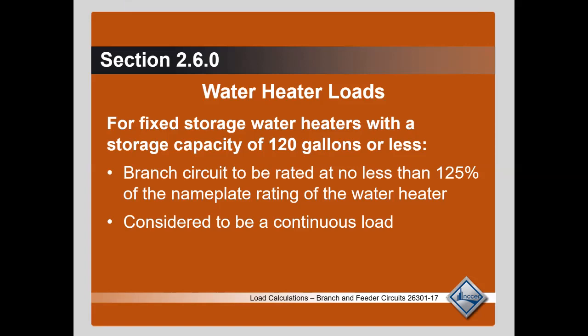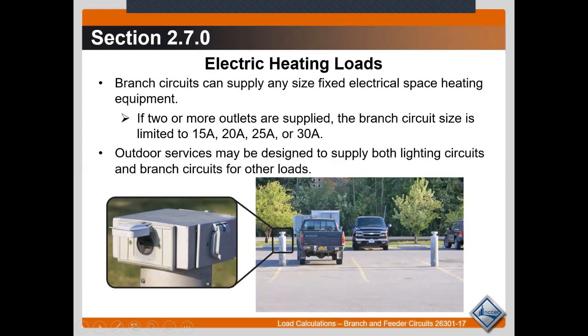Okay, continuous use, remember, 125%. It's also to be considered continuous use or continuous load. Electric heating loads, for example, up north, they have plug-in heaters for their engines so their engine blocks don't freeze in the middle of wintertime. So branch circuits can supply any fixed-size electrical space heating equipment.